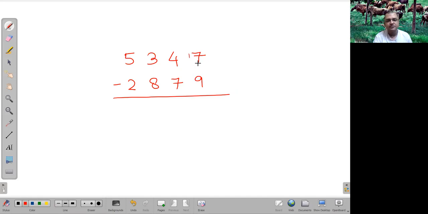Okay, we'll treat it as 17. Why? Because we have to add something in 9 such that we can get 7. But it is not possible to get 7 by adding anything in 9. So we will add something in 9 to get 17.